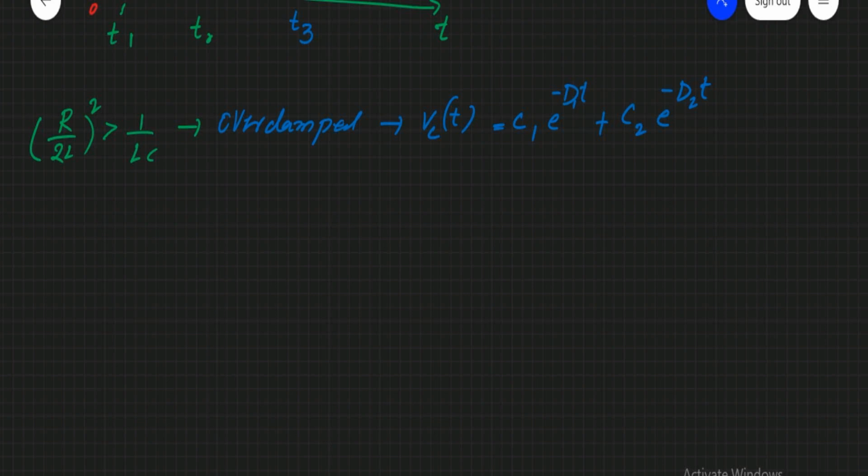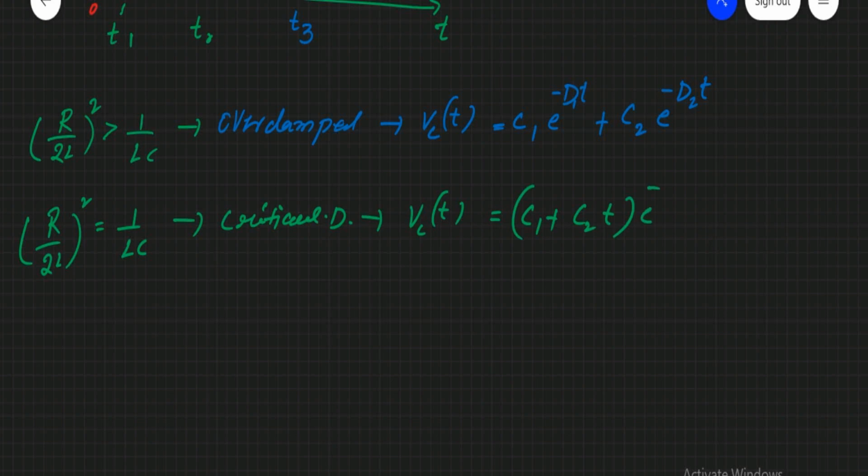Next, (R by 2L) whole square is equal to 1 by L into C. This is called the critical damped condition, and here we got Vc of t is equal to (C1 plus C2 t) e power minus alpha t. The third case is (R by 2L) whole square is less than 1 by L into C. This is called the underdamped condition.